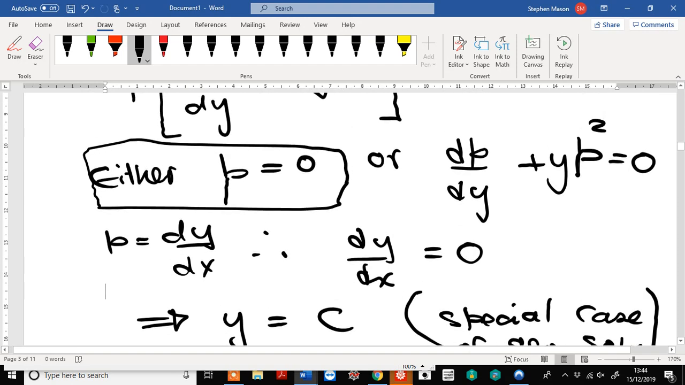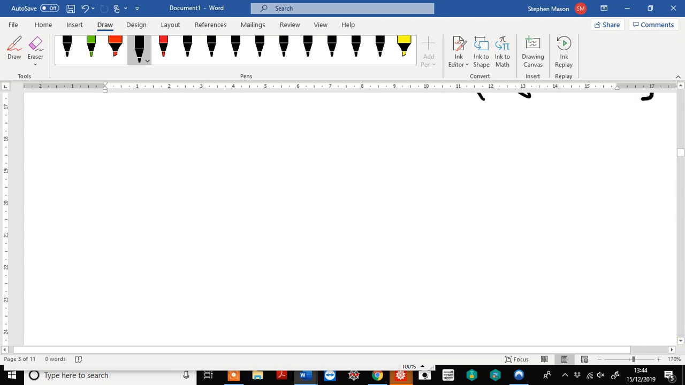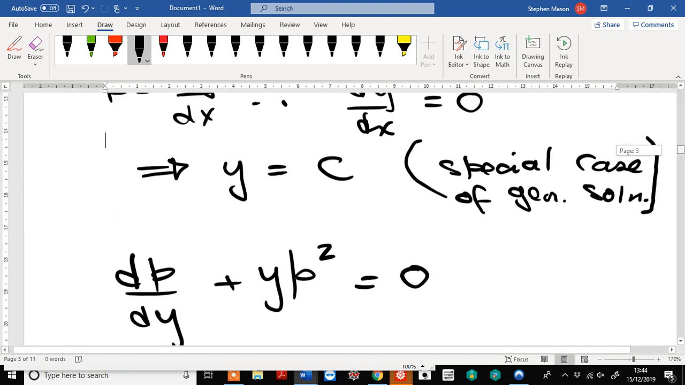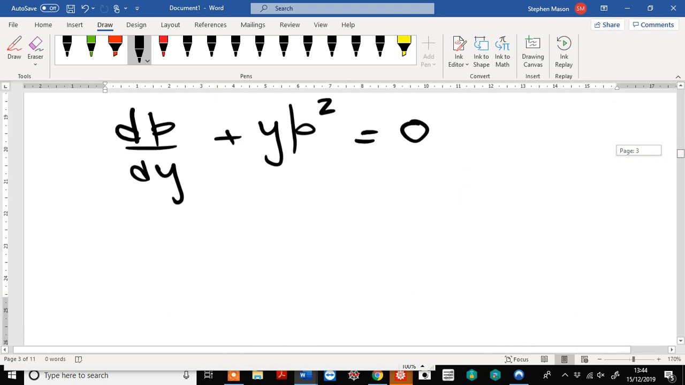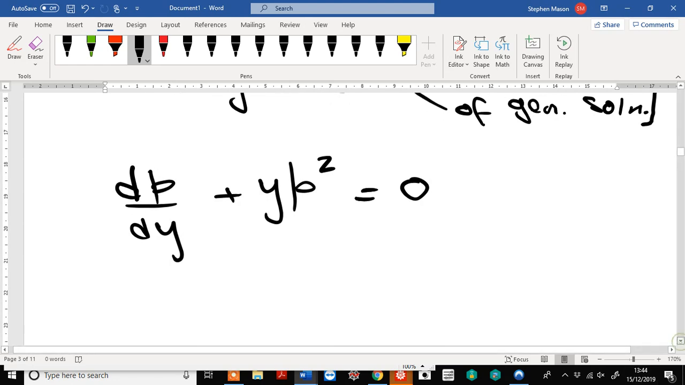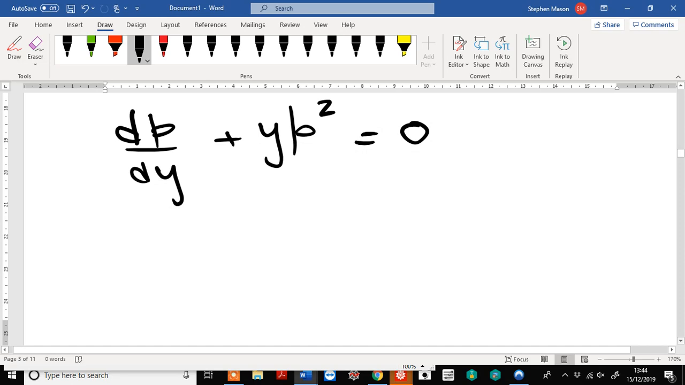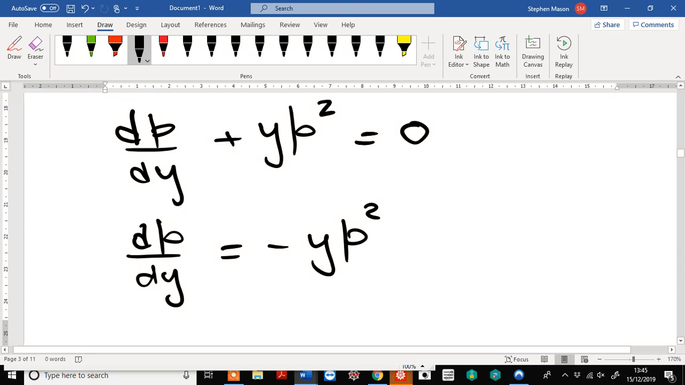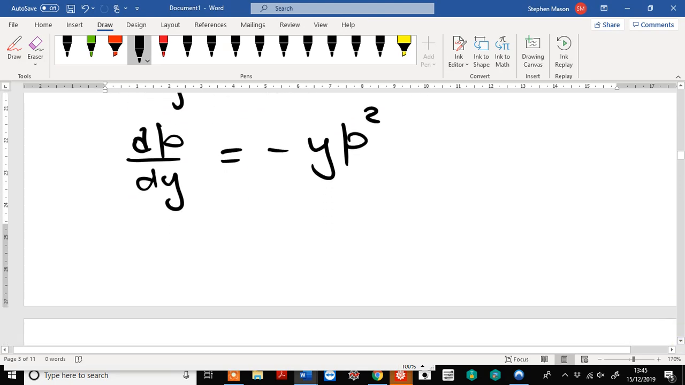So we're left now with dp by dy plus yp squared equals 0. Once again, as with the first question that we dealt with, we've got dp by dy equal to minus yp squared. This is generally the way that I do it. You could probably use an integrating factor here, but we'll do it this way in any case.